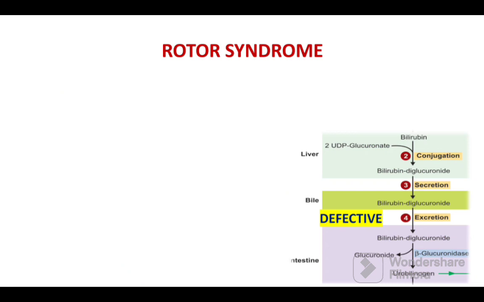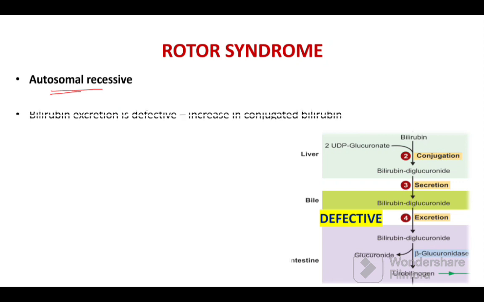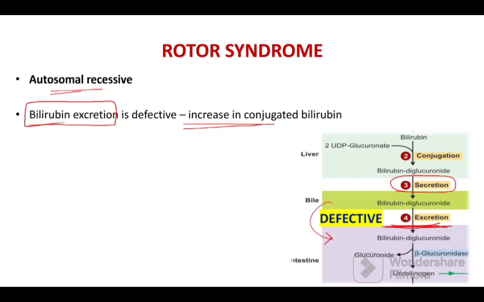Next is Rotor's syndrome. It is also an autosomal recessive type of inherited disorder, and here the defect is at the level of excretion. So in Dubin-Johnson syndrome we have seen the defect is at the level of secretion, whereas in Rotor's syndrome the defect is at the level of excretion. That is, the bilirubin is not excreted from the bile into the intestine. So there is an increase in the conjugated bilirubin type, but there is no staining of the liver.